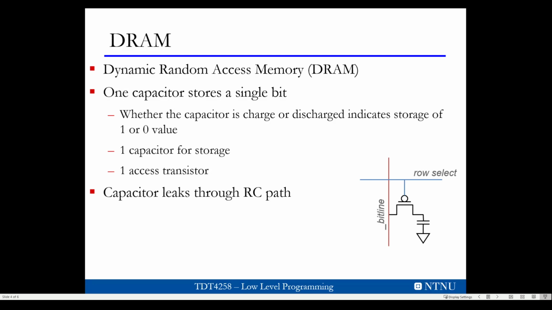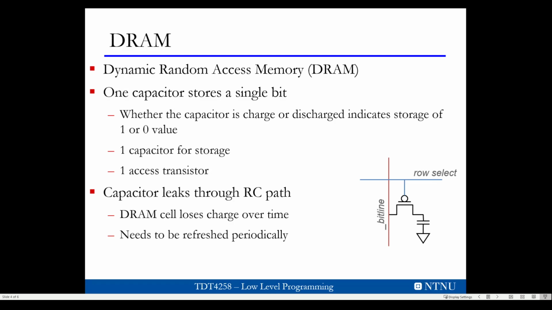However, the problem is the capacitor is leaky. It leaks charge over time. As a result, the value stored in a DRAM cell can disappear after a while. So if the value was 0, then anyhow there is nothing in the capacitor, so we don't have a problem. However, when we charge the capacitor and do not access it for a long time, this charge will disappear, and what we will have is a bit flip from a charged capacitor to a discharged capacitor, or from a value of 1 to a value of 0.